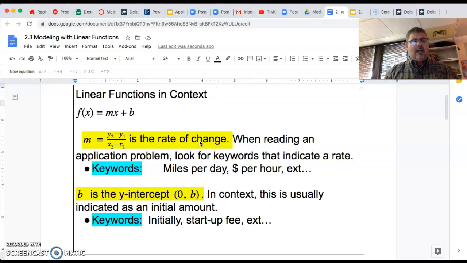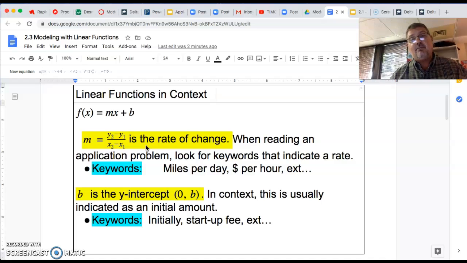All right, so I highlighted this in yellow. It says m is the rate of change, and remember it's the same slope you've always used. When reading an application problem, look for keywords that indicate a rate, and those are things we've been looking at. Miles per day, and these are just examples. They're not the only ones. It's just the way you need to be thinking. Miles per day, dollars per hour, etc., right? It could be gallons per minute. Just look for that language that indicates they're giving you a rate.